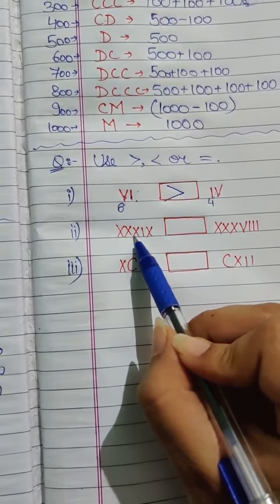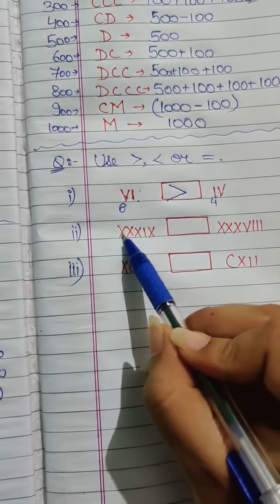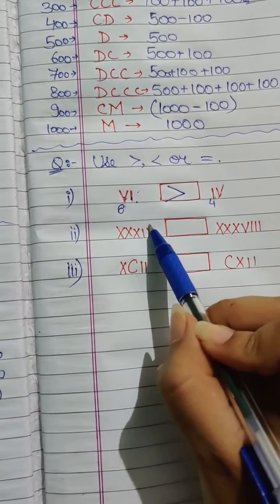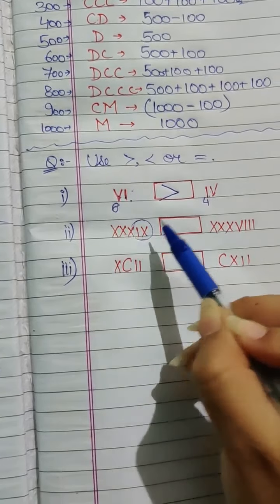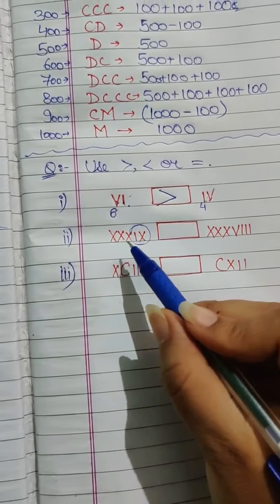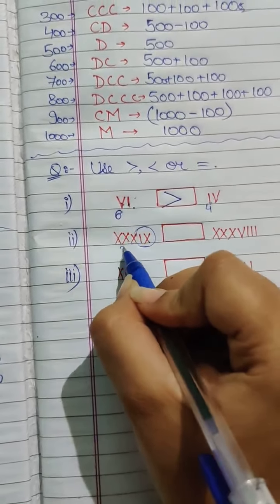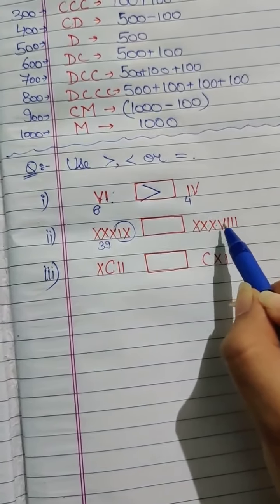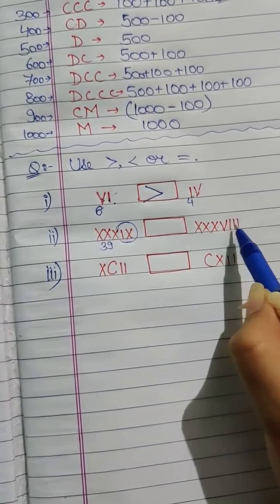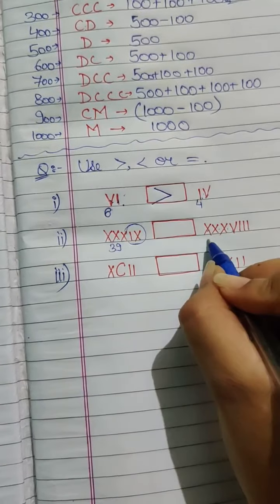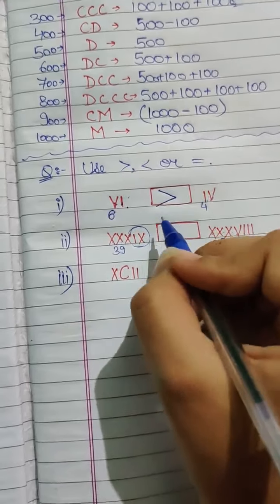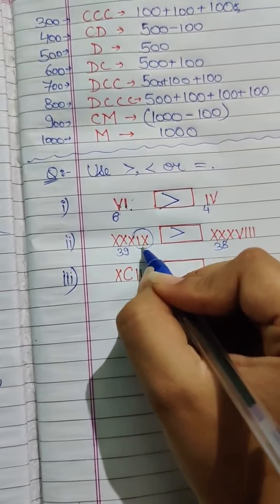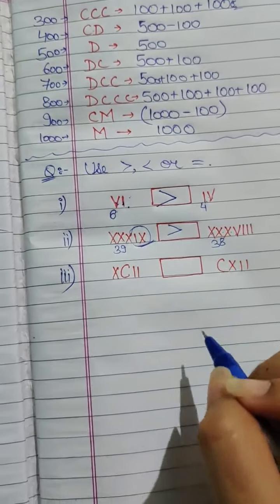XXXIX. X means 10, 10, 10. 10 plus 10 plus 10, 30. 30 and this sign is of 9 if you have learnt it. So you'll get it. 9. That means 39. And this sign is of 10, 10, 10, 30. V, 35, 36, 37, 38. So which one is greater? Obviously this one. So we'll open the mouth and we'll keep the point on this side so that we can identify that this one is the greater one.